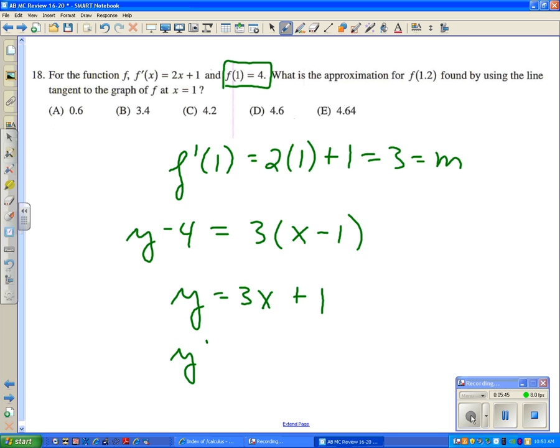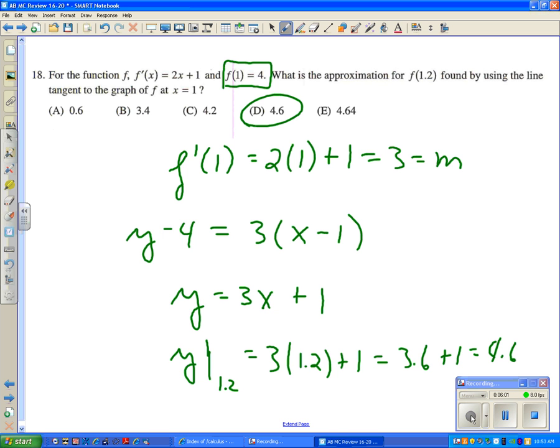If we use this line to approximate where we are at 1.2, we would take 3 times 1.2 and add 1. That is 3.6 plus 1. We get an answer of 4.6, and D is our solution.